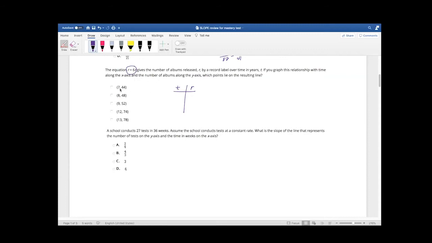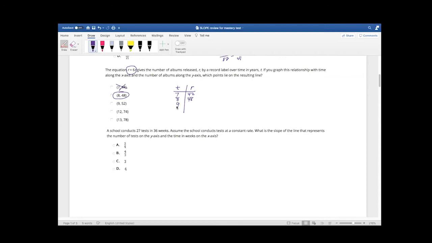So let's see which ones work. If I use 7 as T, 7 times 6, I should get 42. So this point does not work. 8. 8 times 6 from our equation gives me 48. This one works.